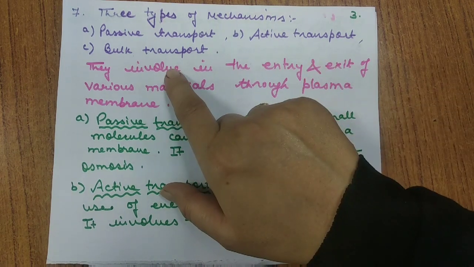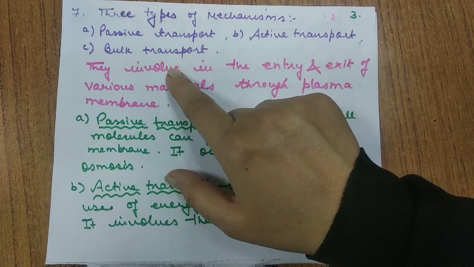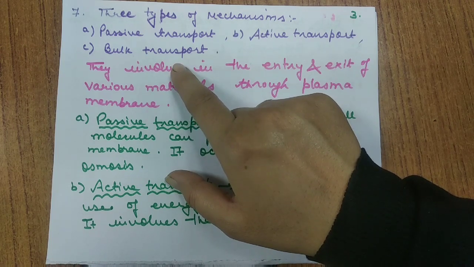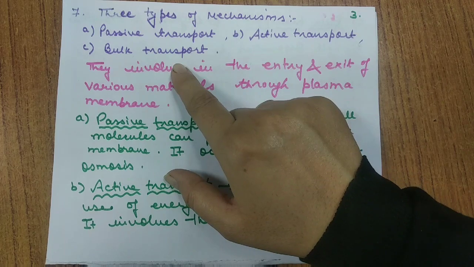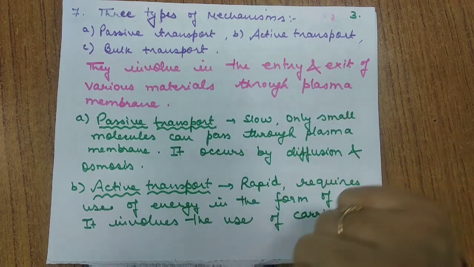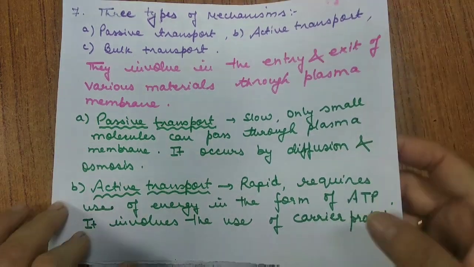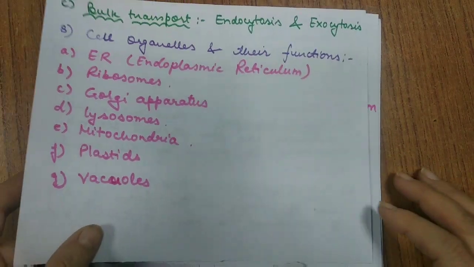Let us move to the third type of transport, that is bulk transport. Bulk, as the name suggests, involves the transport of a large number of substances like macromolecules. And it also passes these bulk materials through the plasma membrane with the utilization of energy. So that is bulk transport. These mechanisms, passive, active and bulk transport, are involved in the entry and exit of various materials through the plasma membrane. Okay, so this is about the three types: passive transport, active transport and bulk transport.